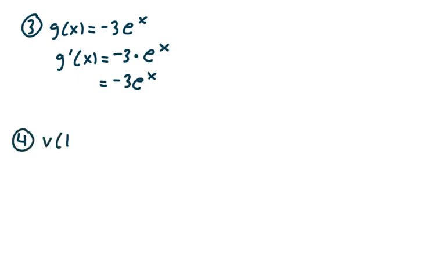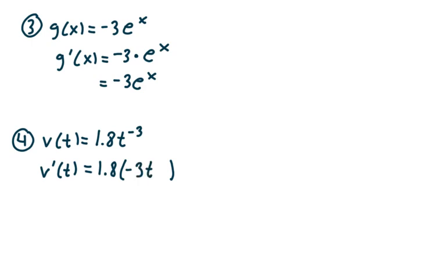Suppose v of t is 1.8 t to the negative 3. And I want the derivative of v of t. So I'm going to call that v prime of t. That's 1.8 times the derivative of t to the negative 3, which is negative 3t raised to the negative 4. Okay?